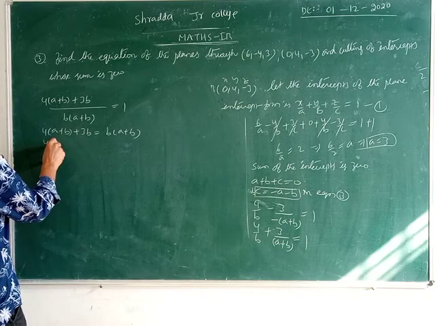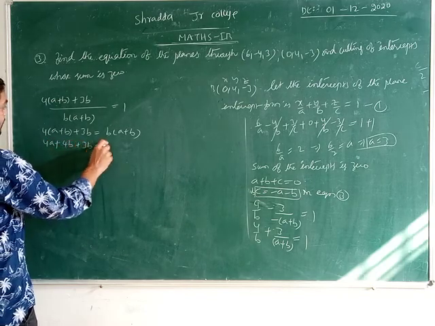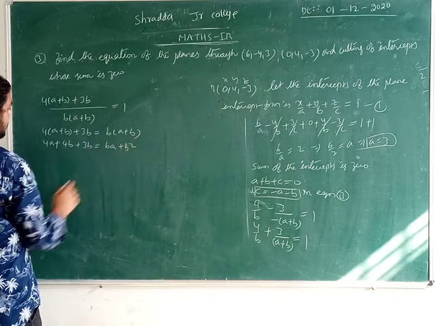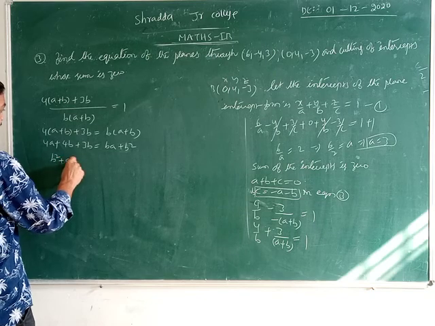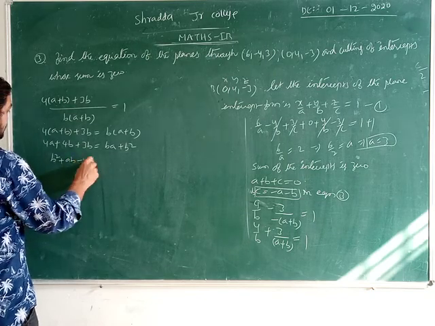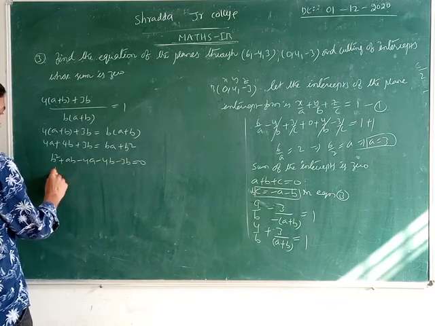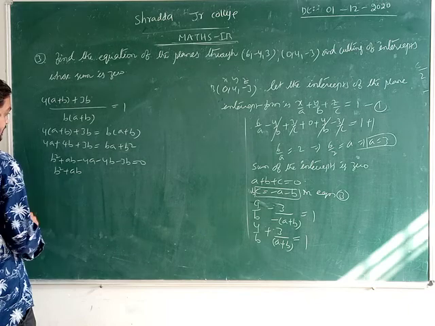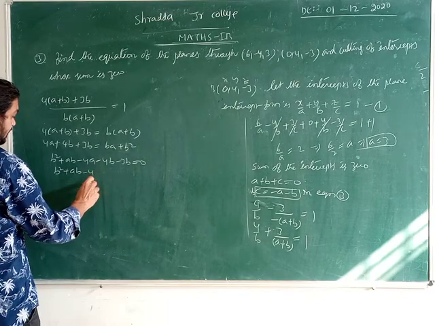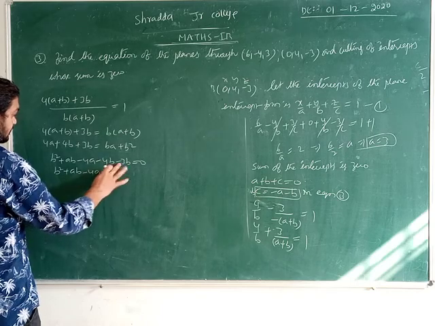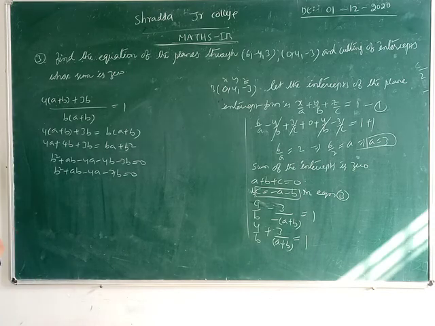Now we have 4a plus 4b plus 3b equals ab plus b square. Now we have b square plus ab, and 4a comes to this side: minus 4a minus 4b minus 3b equals 0. So b square plus ab minus 4a minus 4b minus 3b, that is minus 7b, equals 0.